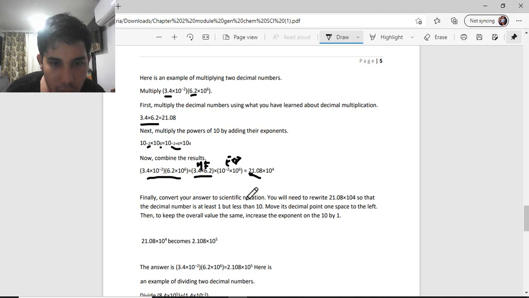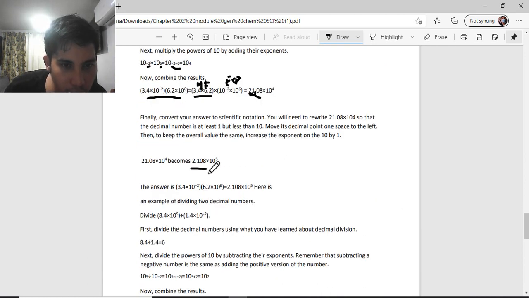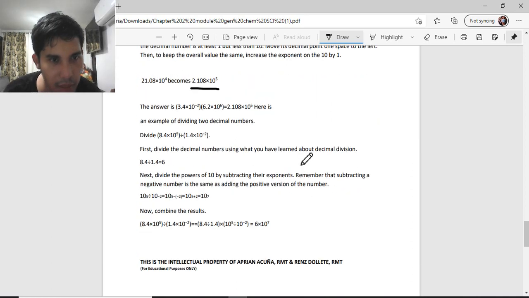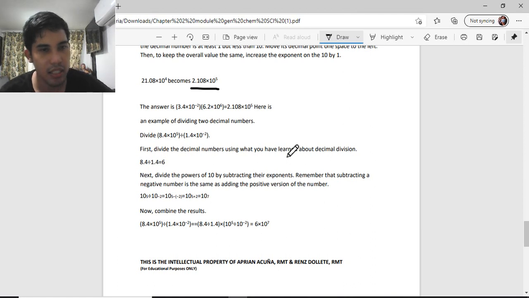Let's convert your scientific notation. You need to write your 21.08 times 10 raised to 4 so that the decimal number is at least 1 but less than 10. Therefore, ma-move ka 1 place to the left side. Therefore, gaining 1 exponent. Therefore, your final answer is 2.108 times 10 raised to 5. Very simple.